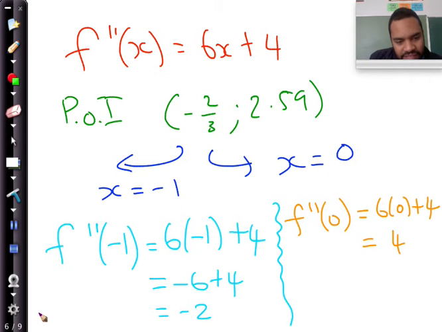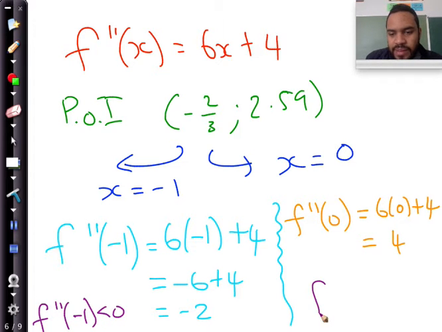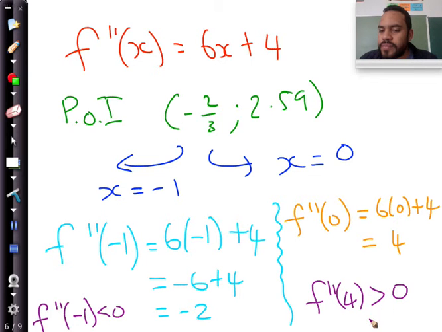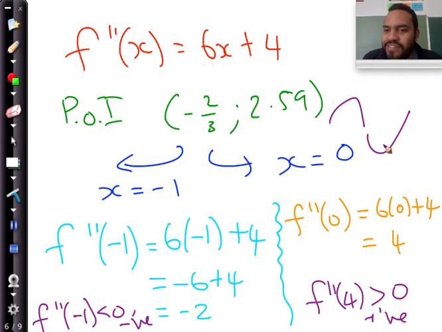Here I can say that f double prime of x at that interval, or say of negative 1, is less than 0, and here f double prime of x, or of 4, is greater than 0. Here I'm saying another word for greater than 0 is what? Positive, and for less than 0, negative. That means before this point, because it's negative, it must be concave down, and after that point, because the second derivative was positive, it has to be concave up. And do you see how we use the properties now of concavity to also draw the graph?